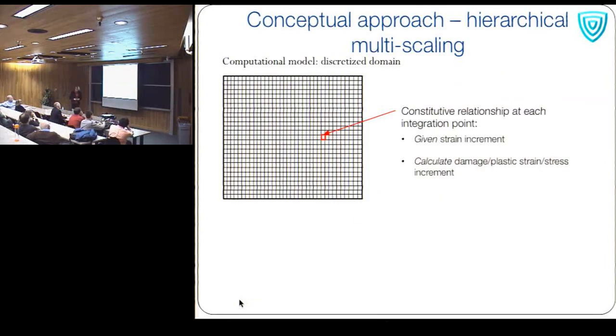So the conceptual approach here is multi-scale modeling, but a hierarchical kind of approach. What I mean by that is you think about a large-scale model, and at each integration point, say if this was a finite element model, you're evaluating a constitutive relationship. In other words, given a strain increment that this larger scale model predicts at this point, calculate the damage or plastic strain or stress increment associated with that. And this depends intimately, or often, on the underlying microstructure associated with that point.